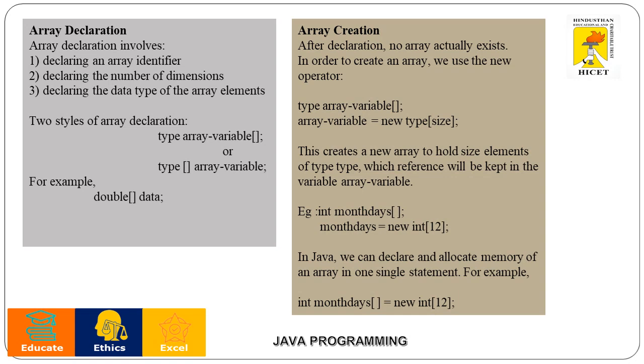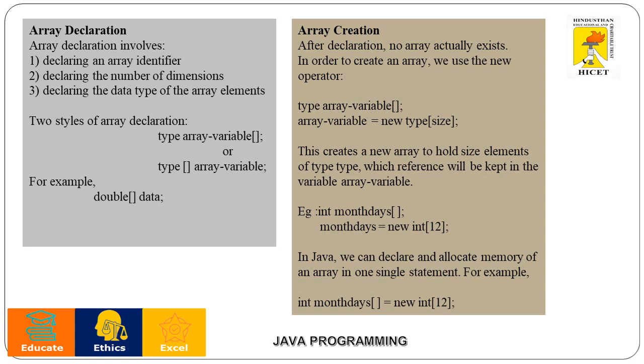For declaration, we need to follow 3 steps: declaring an array identifier, declaring the number of dimensions, and declaring the data type of the array elements. There are 2 methods to declare an array. In the first method, first we need to mention the type, next the array variable, followed by single subscripts.